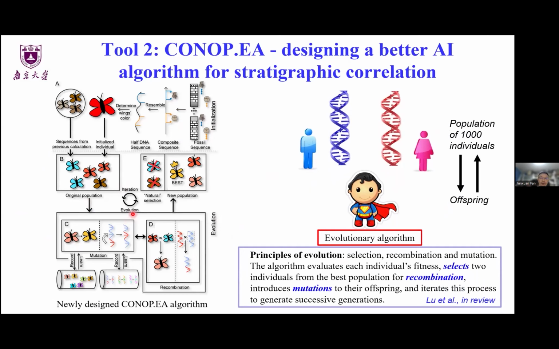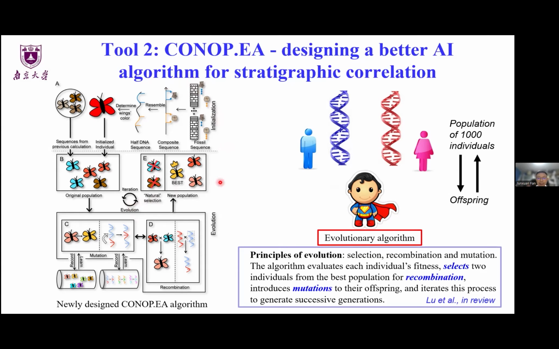So that's the first tool we designed from 2013 to 2017. And in the past 3 years, we have tried to improve our program, to make it more efficient and better than the previous one. Recently, we designed a new CONOP program called CONOP EA. EA stands for the evolutionary algorithm we integrated into the program. That's also a very important AI algorithm that can be used for stratigraphic correlation.